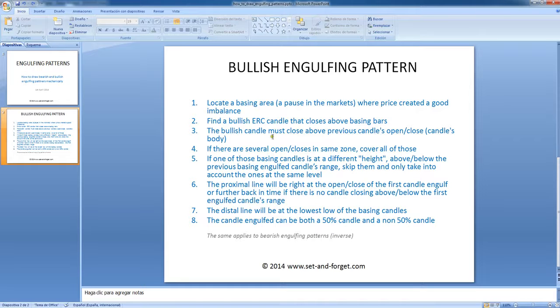So it is all explained here and in the lesson that I have created for you as a community, okay? Hopefully this will help you to identify the bases better and diminish your risk.